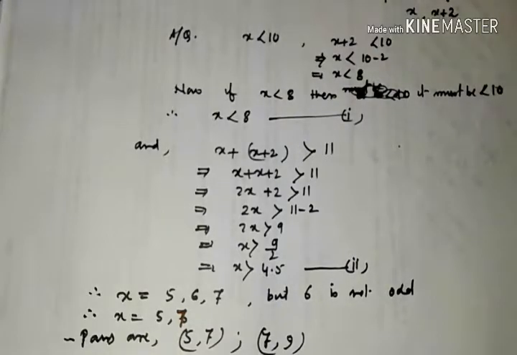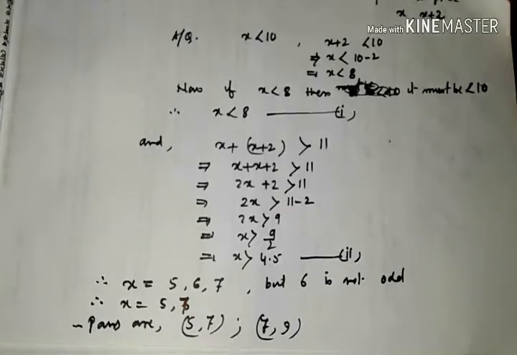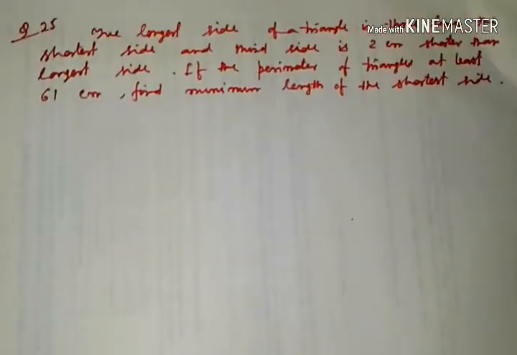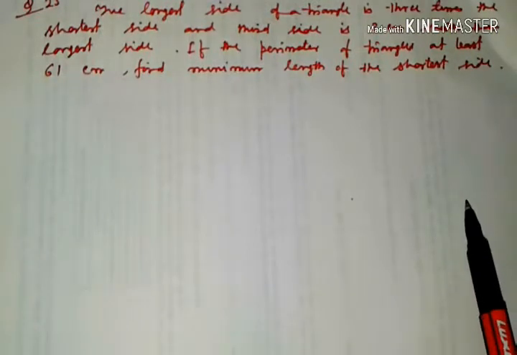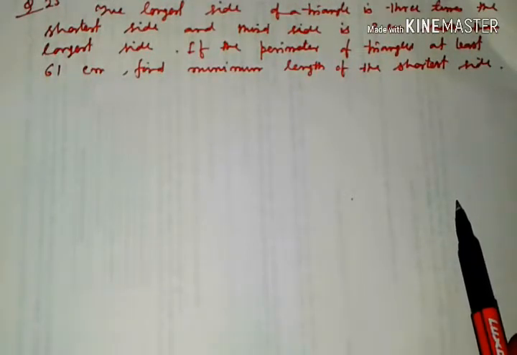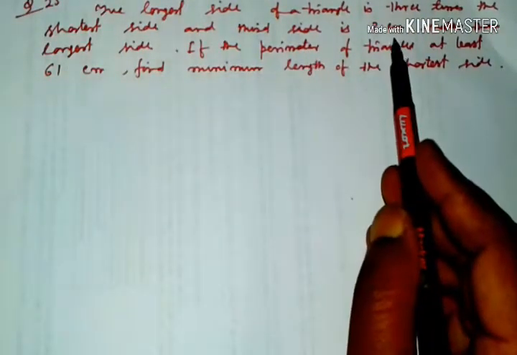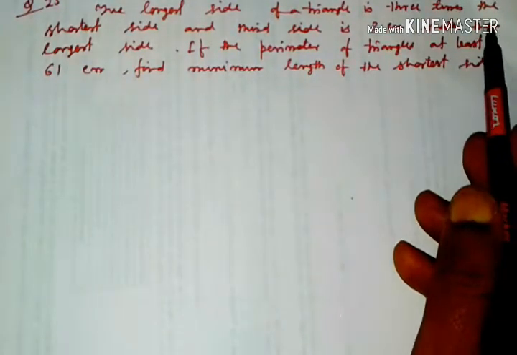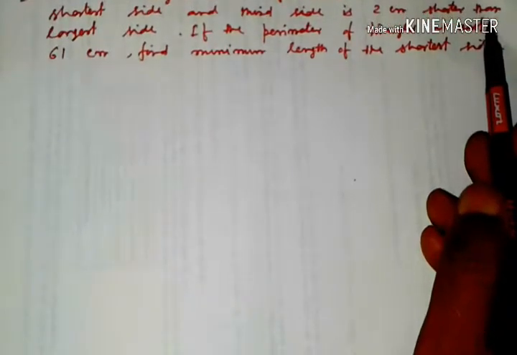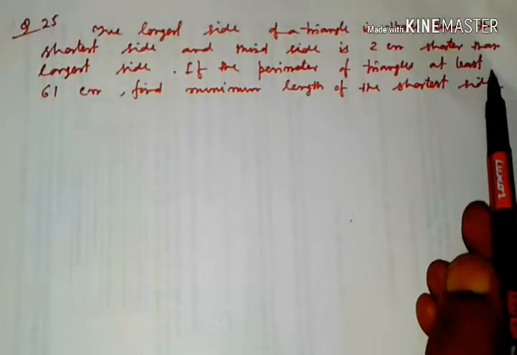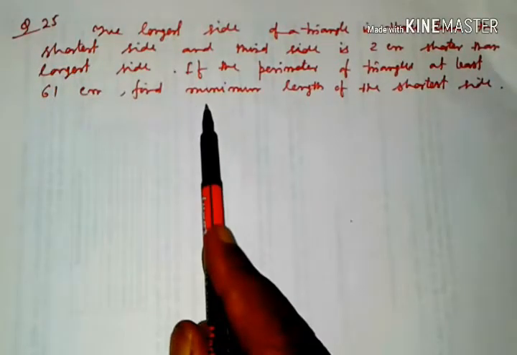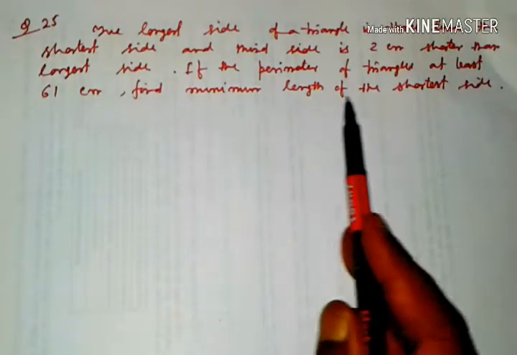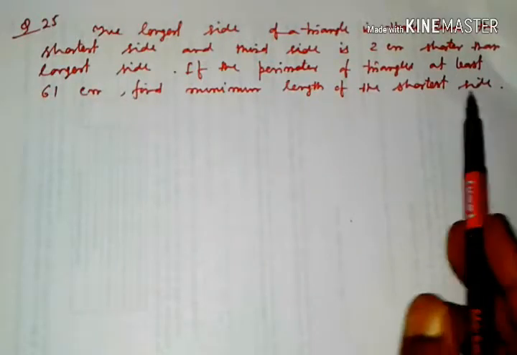The next problem. The longest side of a triangle is 3 times the shortest side, and the third side is 2 centimeters shorter than the longest side. If the perimeter of the triangle is at least 61 centimeters, find the minimum length of the shortest side.